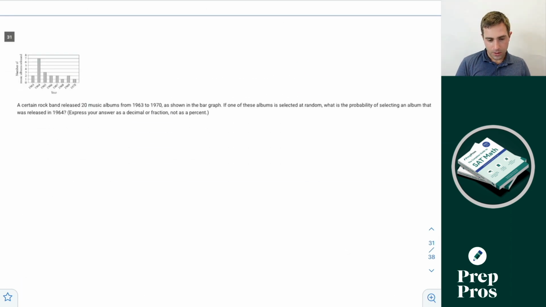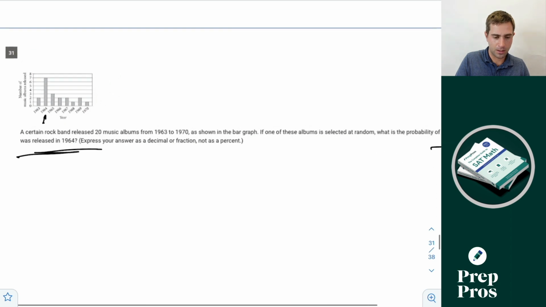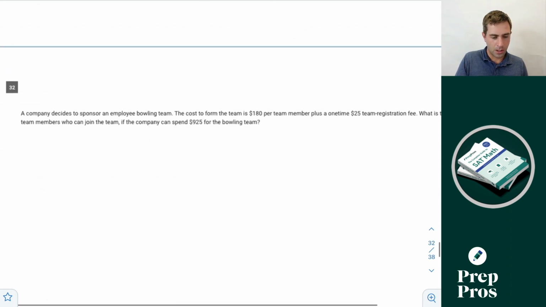A certain rock band released 20 music albums from 1963 to 1970. If one of these albums is selected at random, what is the probability of selecting an album that was released in 1964? So that's just 7 out of 20, which will give us our correct answer. You could also put in 0.35. Either one of those works.